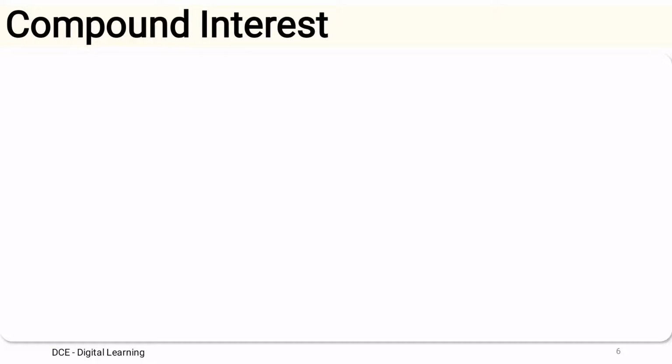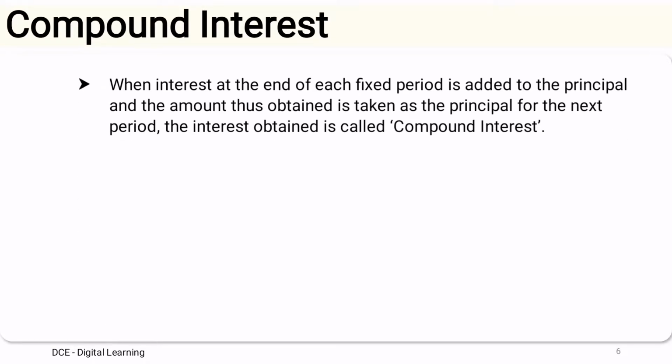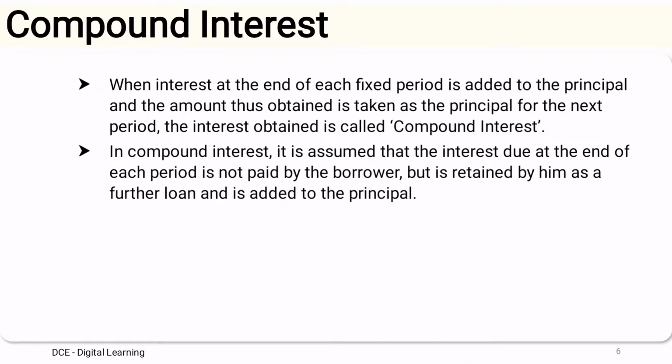Now let us know the concept of compound interest. When interest at the end of each fixed period is added to the principal and the amount thus obtained is taken as the principal for the next period, the interest obtained is called as compound interest. In compound interest, it is assumed that the interest due at the end of each period is not paid by the borrower but is retained by him as a further loan and is added to the principal.